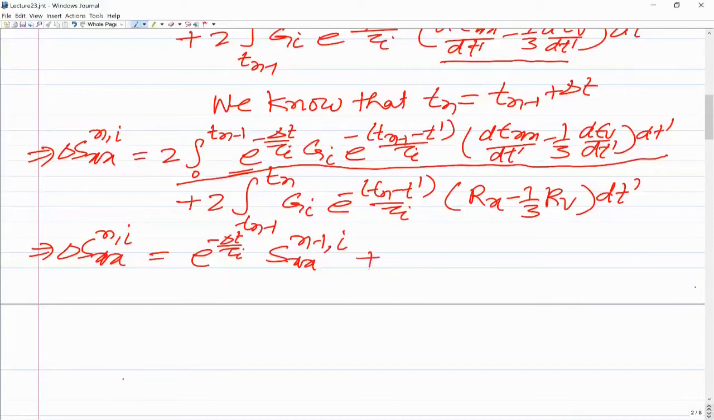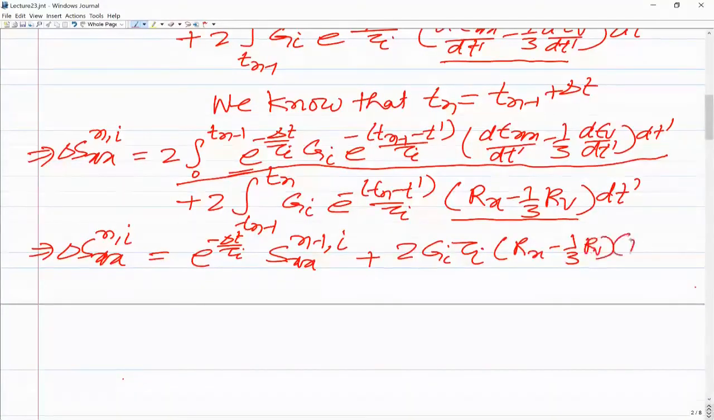And for the second term, if you do the integration, now this is constant, so this can be taken out of the integration sign, and you have to just integrate e to the power minus tn minus t dash upon tau I. So if you carry out the integration for that, you will have twice of gi into tau I, and then we will have Rx minus 1/3 of Rv and into 1 minus e to the power minus delta t upon tau I. So if you evaluate the integral and put the limits, this is what you will get.